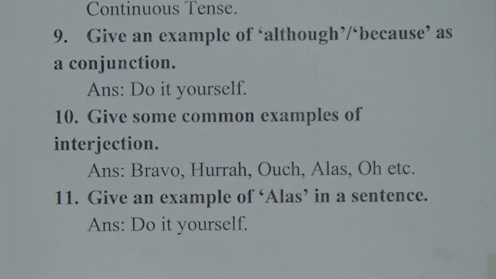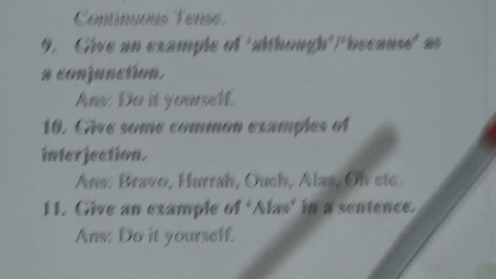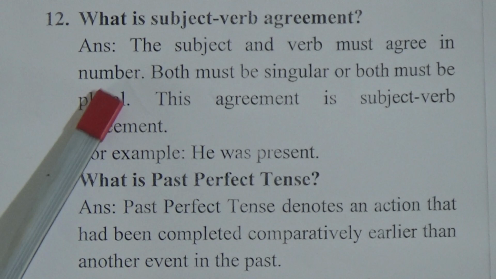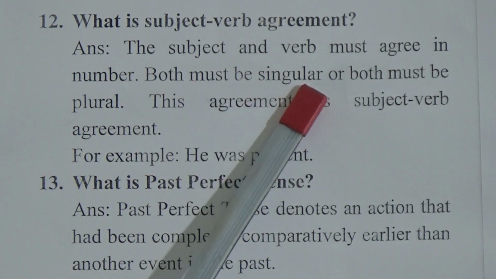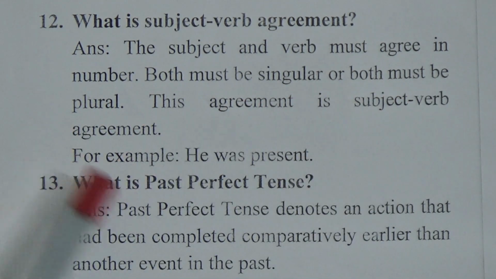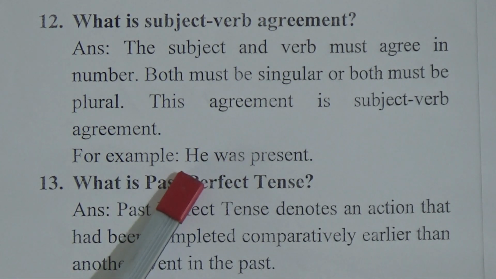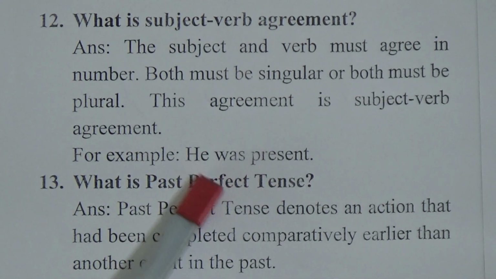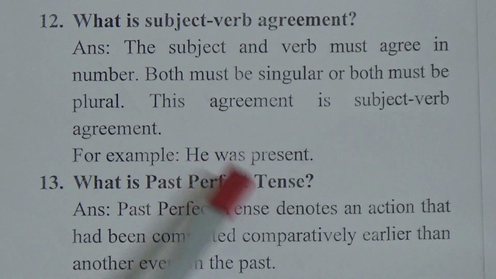And you can also make another sentence. Now number 12, what is subject verb agreement? And the answer is, the subject and verb must agree in number. Both must be singular or both must be plural. This agreement is subject verb agreement. For example, he was present. Now look here, our verb and the subject both are singular. He is singular, and that's why the verb used here is was. That means it is also singular.